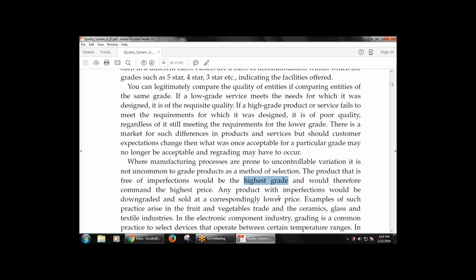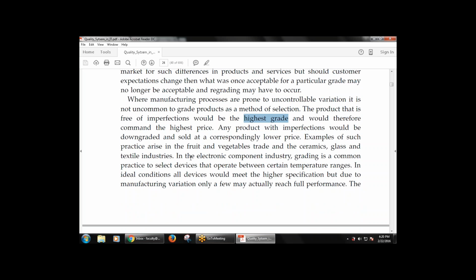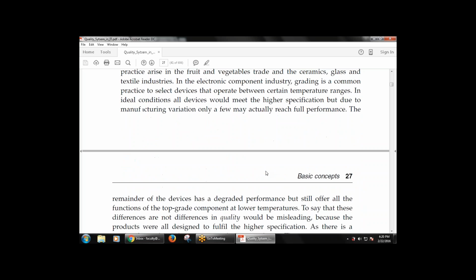So whatever the criteria that is required would command a higher price as it is available, and any product with imperfections would be downgraded and sold at a correspondingly lower price. For example, in fruits and vegetables, glass and the textile industry, whenever the quality is down, it will be sold in huge bulk at low prices.